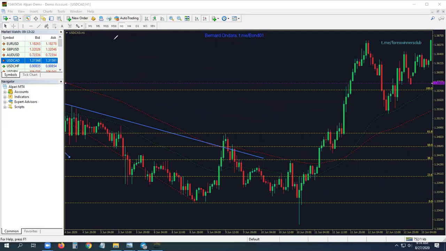What am I trying to do? Oh, these things I've drawn them from MetaTrader 4, so I have to clean them from MetaTrader 4.